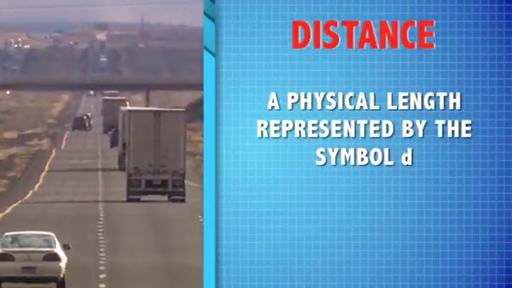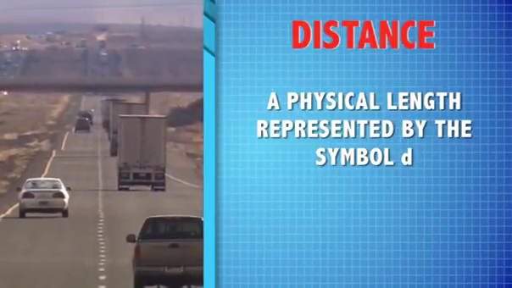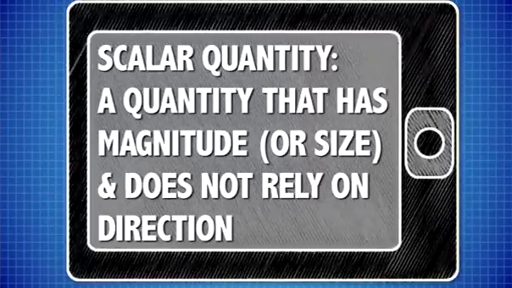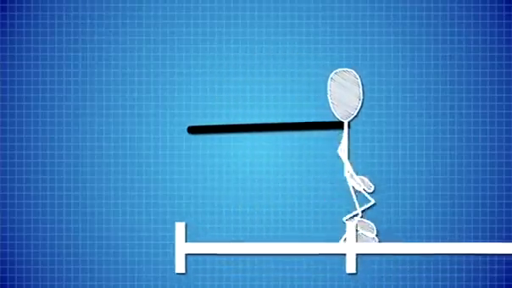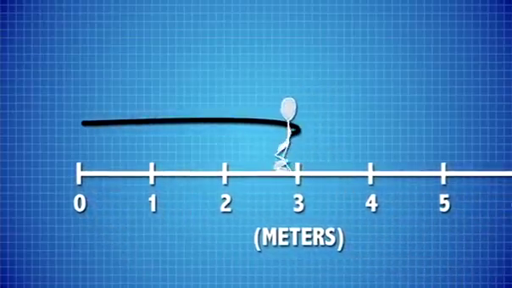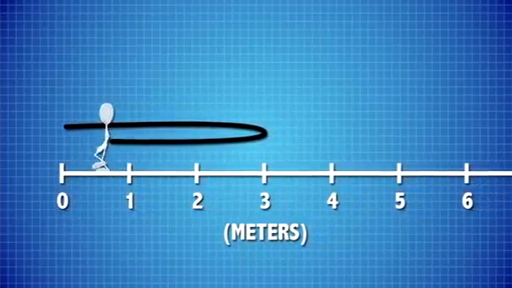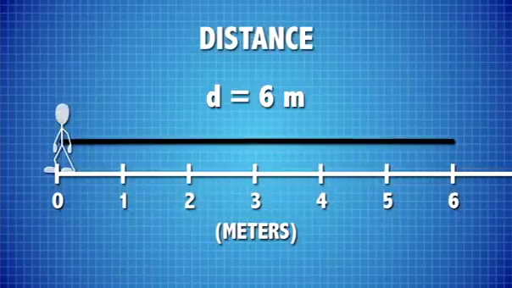The first thing that we would like to describe is the distance. Distance is a physical length represented by the symbol d. It is a scalar quantity. Let's imagine a person walking along a number line. If a man walks 3 meters in one direction, turns around, and walks back to his starting point, he has walked a total distance of 6 meters.